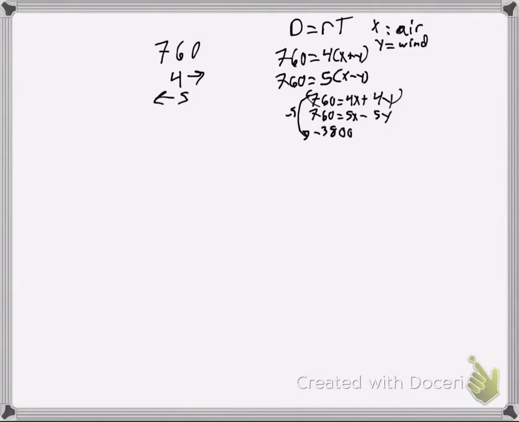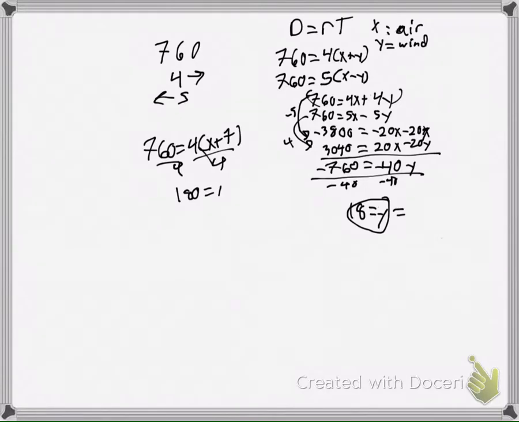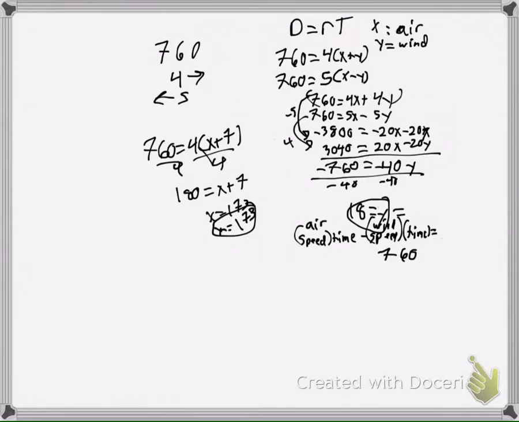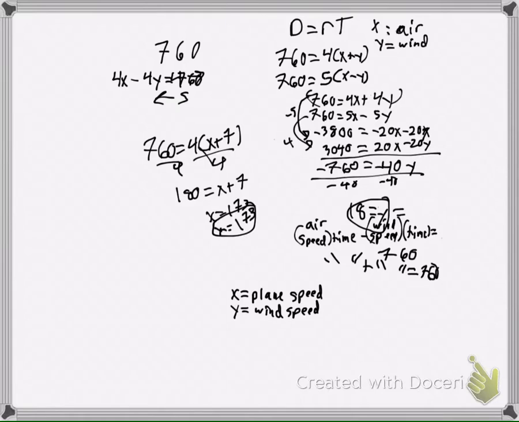So you're going to multiply the top one by -5, and the bottom one by 4. That is loud. Then we solve it out. We get y equals 18, plug it back in, and we get x equals 175. So x is the plane speed, so that was 175, wind speed was 18.